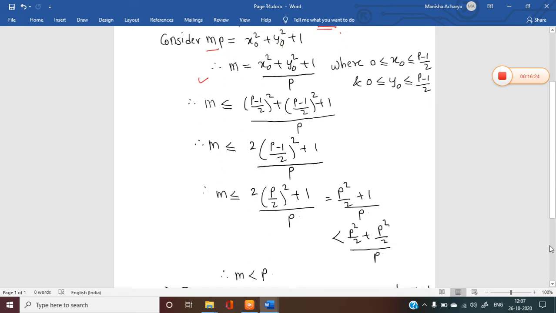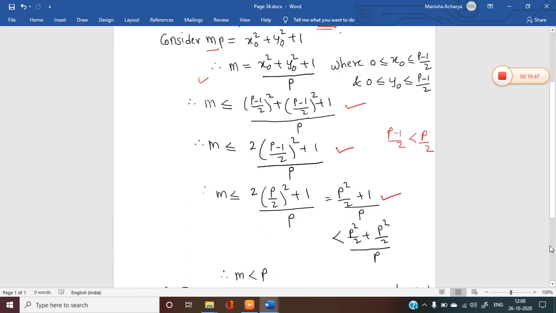Therefore, putting that maximum value, we can say m is less than or equal to this value. Okay, so by simplifying this, we get this part. Then further, (p minus 1) by 2 is less than p by 2, and therefore we are replacing over here the value of (p minus 1) by 2 by p by 2. Then when you simplify this, you get this equation.